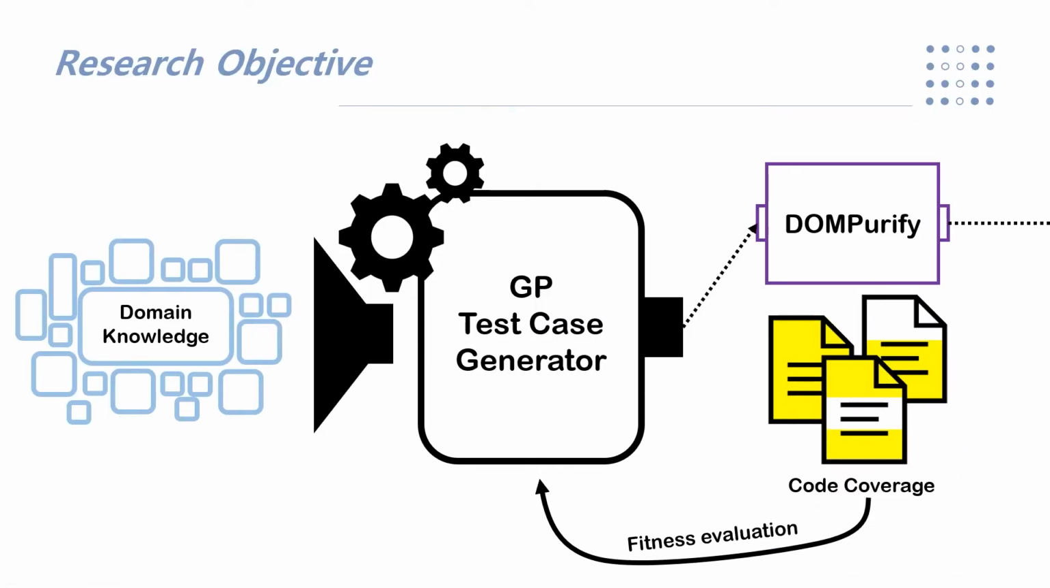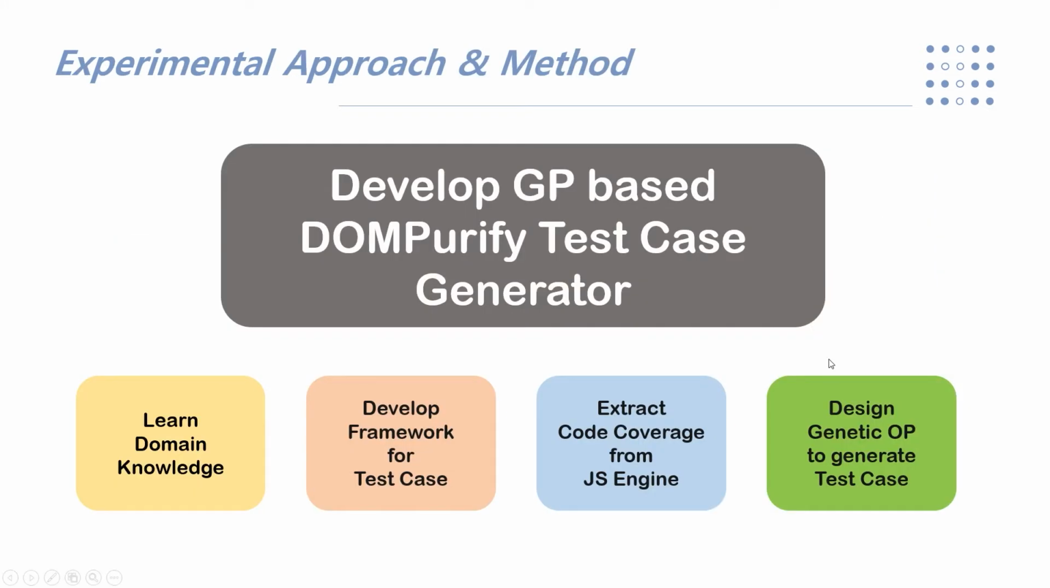So please check it out. The goal of this project is to generate test cases that can concisely and sufficiently exercise the sanitizer, measured in terms of code coverage. Based on seed test data collected from domain knowledge, we applied genetic operators to generate various complex test cases. Then we constructed a test case generator for testing DOM Purify based on genetic algorithms.